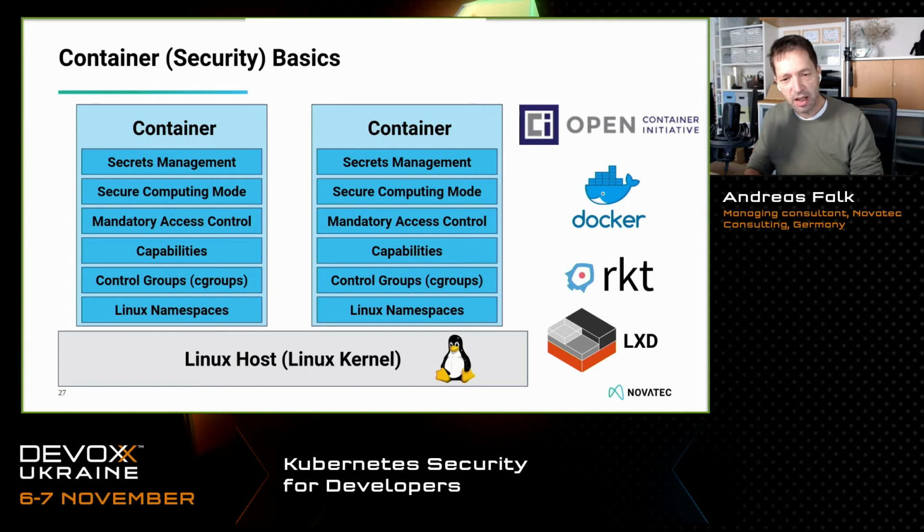Containers, in fact, are isolated using what are called Linux namespaces. You can control resources of containers using control groups. We will have a deeper dive into that in the next slides. Then Linux capabilities are also a mechanism to isolate and restrict access of containers. And then you have higher-level possibilities to further restrict access, like mandatory access control and secure computing mode. You can also use container secrets management inside Docker, for example.